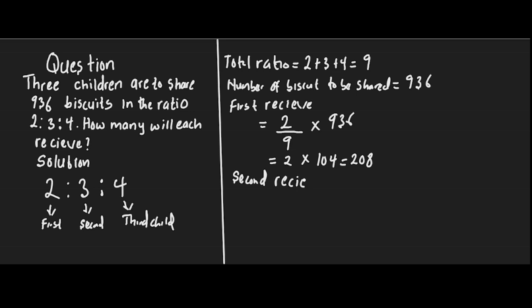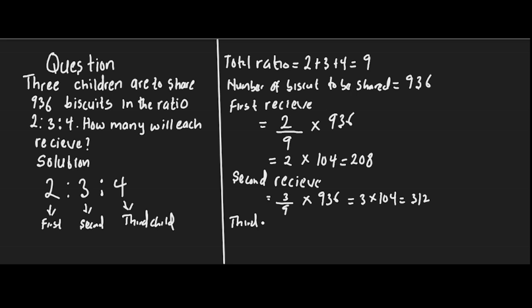Second receive is going to be 3, the ratio over the total ratio, times 936. That's going to give us 3 times 104, and that's going to give us 312.